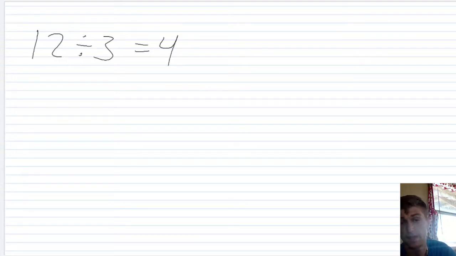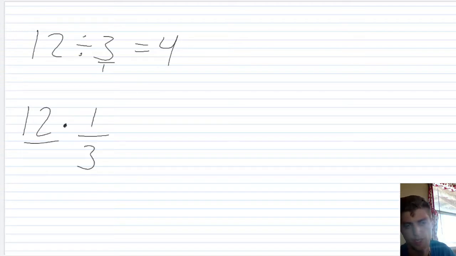So it's kind of like our fraction rule: keep it, change it, flip it. But we're going to do the same thing. We can treat it the same way for regular numbers too. So 12, keep it, change the division to multiplication, and flip the 3, get the reciprocal of 3. 3 is technically 3 over 1, so when we flip it, we get 1 over 3. So when we multiply, 12 becomes 4, 3 becomes 1, bam.